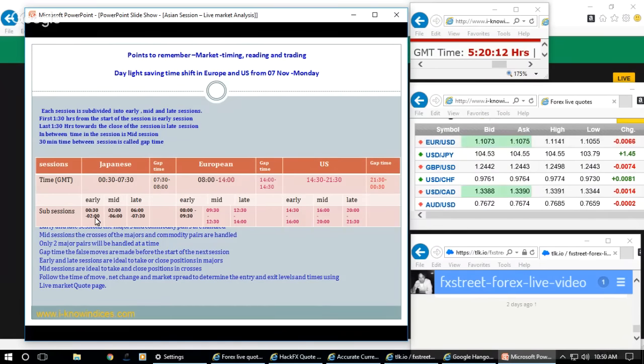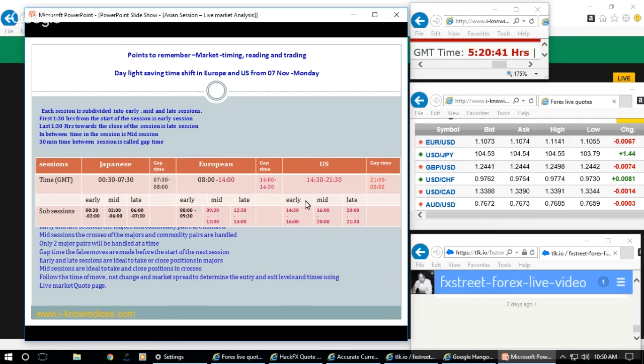And Japanese session is divided into early, mid, and late sessions. So you find the modification in the late sessions from 6 to 7:30 instead of 5:30 to 7. Then you find the early session from 8 to 9:30, and that of the mid session 9:30 to 12:30, and then late session is from 12:30 to 14 GMT.